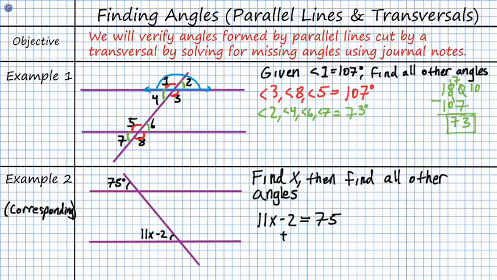So I'm going to add 2 to both sides, and I get 11x is equal to 77, and then I divide both sides by 11, and I get x is equal to 7. Alright, so now you're saying, Mr. Fox, you're done. Well, remember, we also wanted to find all of those missing angles, so now we can go through and do that as well.